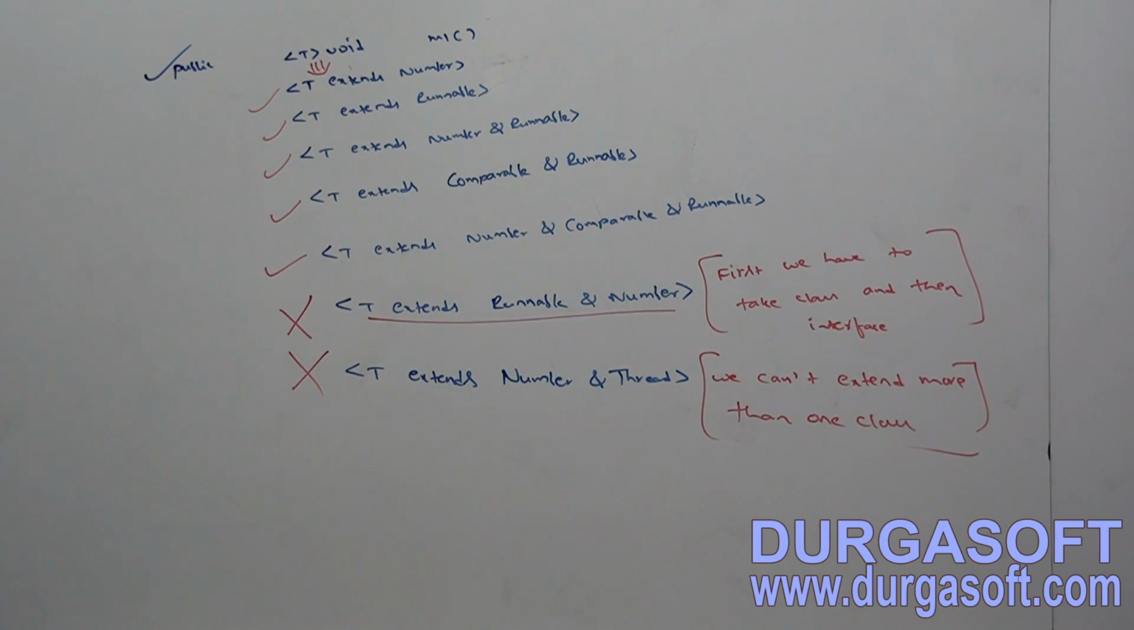Public T void M1. T extends Number. T extends Runnable. T extends Number under Runnable. T extends Comparable under Runnable.